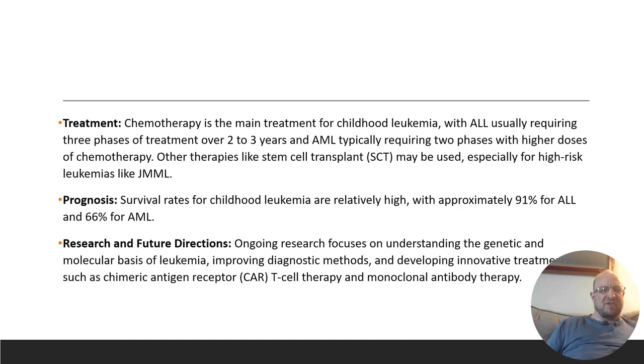Treatments, chemotherapy, usually for childhood leukemia, 3 phases of treatment over 2 to 3 years. And acute myeloid leukemia requires usually 2 phases with higher doses of chemo. Other therapies like stem cell transplant could help. Prognosis, survival rates of children with leukemia are relatively high, 91% for ALL and 66% for AML. I'll let you look at this research thing and then I'm going to go to the next slide.